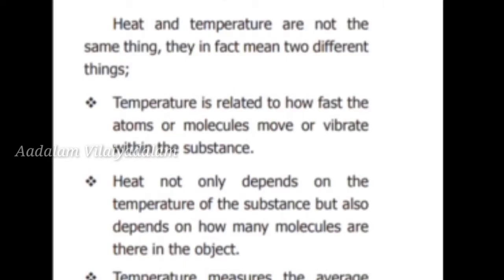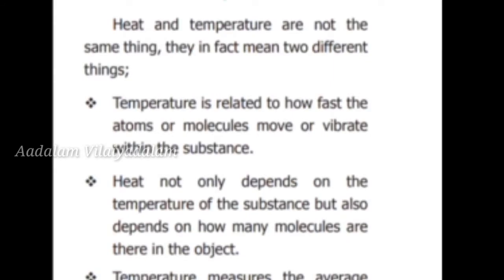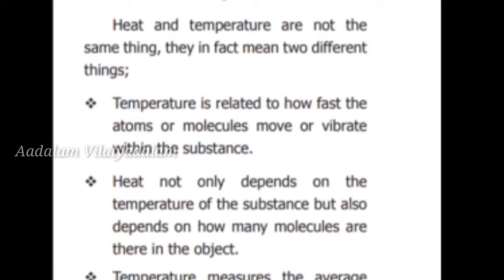The difference between heat and temperature. There are two differences. The first one is that temperature is related to how fast the atoms or molecules move or vibrate within the substance. But heat not only depends on the temperature of the substance but also on how many molecules are there in the object. That means temperature depends only on the movements of molecules within the substance, but heat depends on how many molecules are there in the object. So this is the first difference.